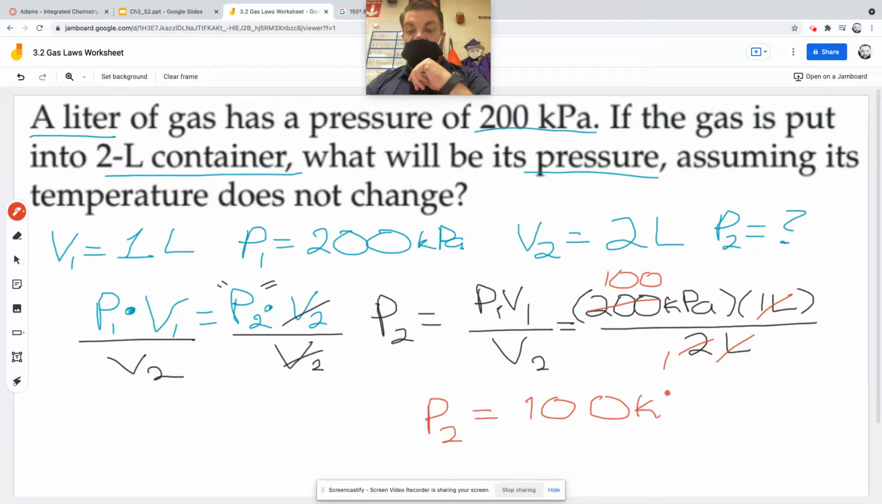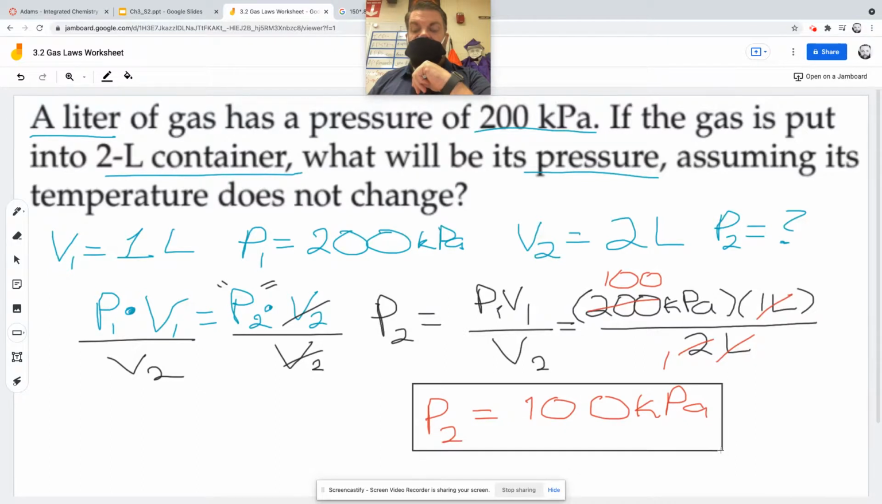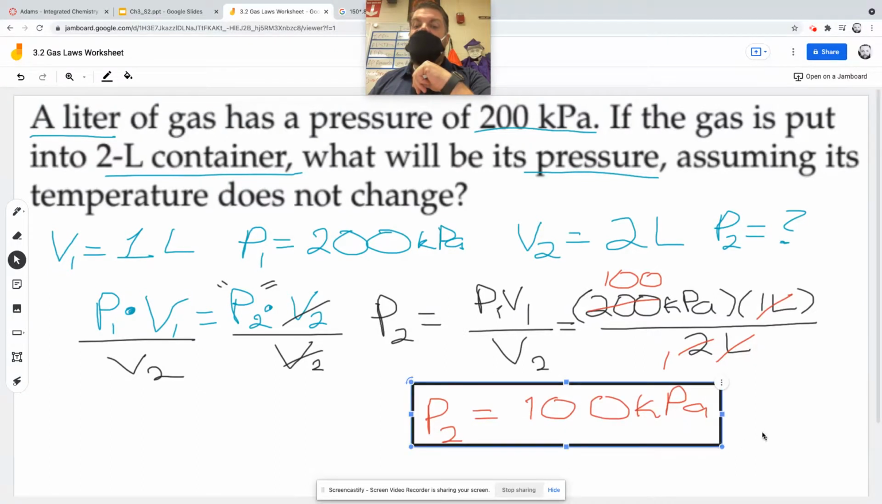kilopascals. And then you've got to ask yourself at the end, does that make sense? Well, let's think about it for a second, okay? I start off with a volume, and then I double the volume. So the relationship between the volume and the pressure: when I double the volume, I decrease the pressure by 1/2. So I went from 200 to 100, which is 1/2, but I doubled the volume. Does that make sense? So that's the correct answer.